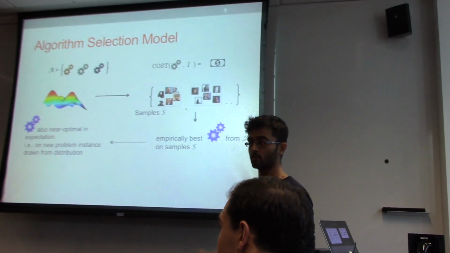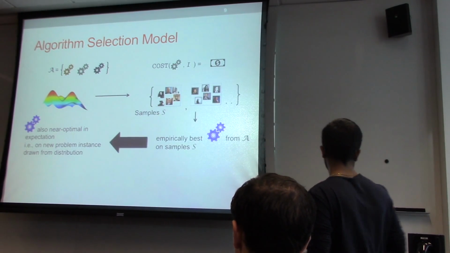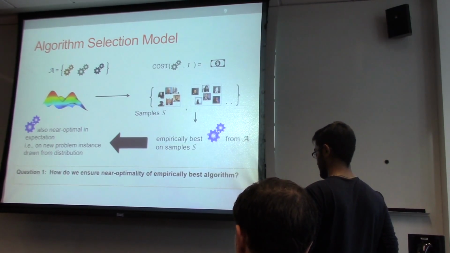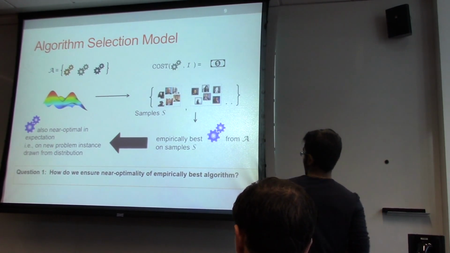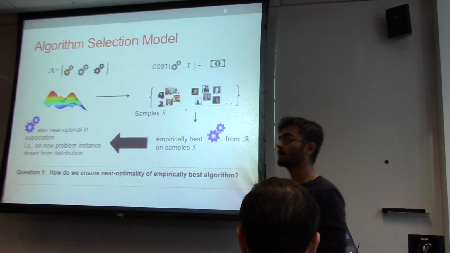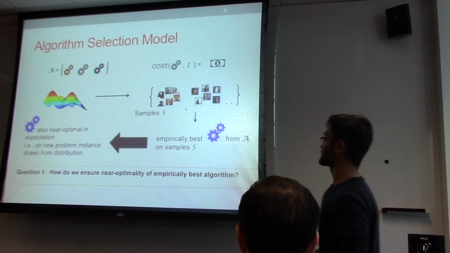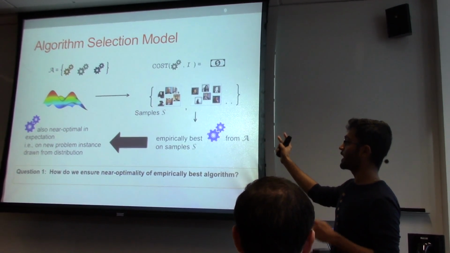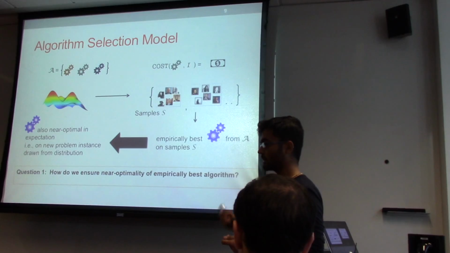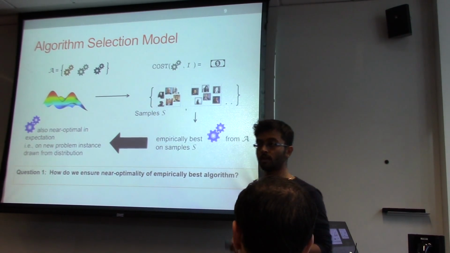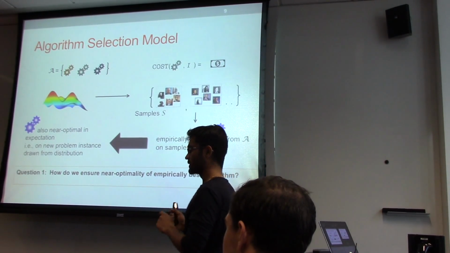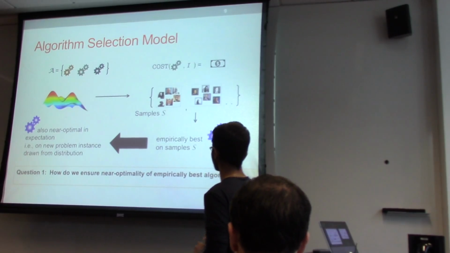Okay, so this is my protocol, and I want to pose two questions over here. So the first question is, how do I ensure that the algorithm that I picked, the empirically best algorithm that I just picked, is also near optimal in expectation? Okay, to understand this question, let's pause and think about this for a while. If I were to sample a single problem instance from the distribution, it could be a stray example, and an algorithm that runs really well on the sample may run very badly on the distribution. So an algorithm that runs very well on the sample may run very poorly on the distribution.